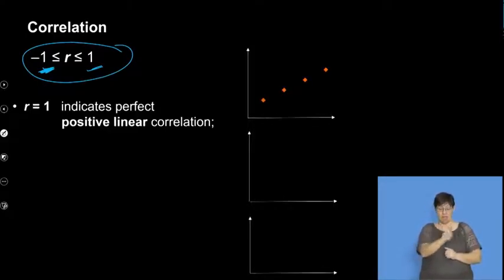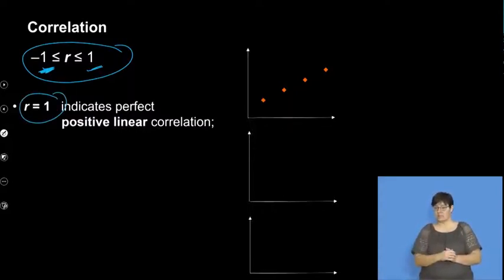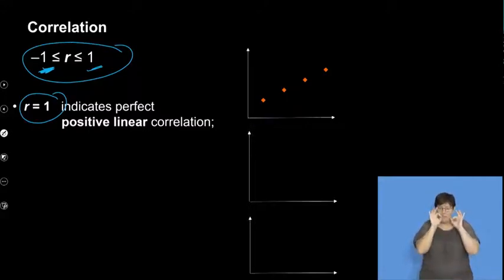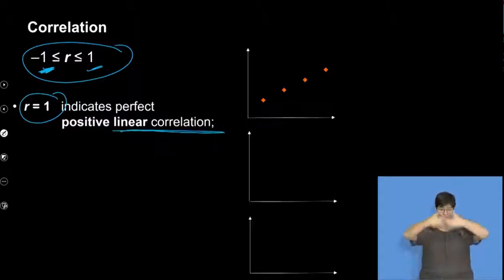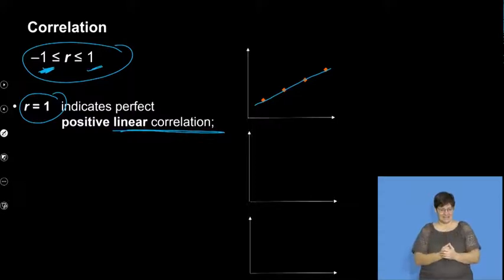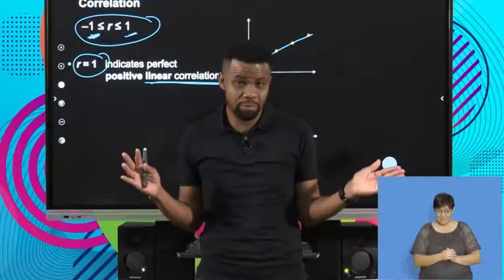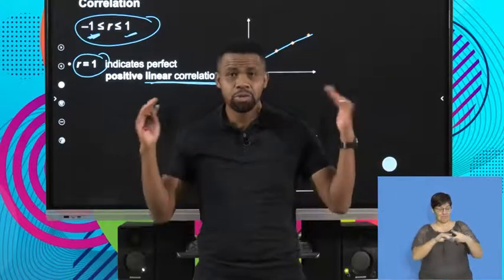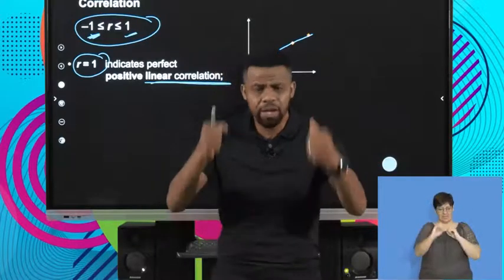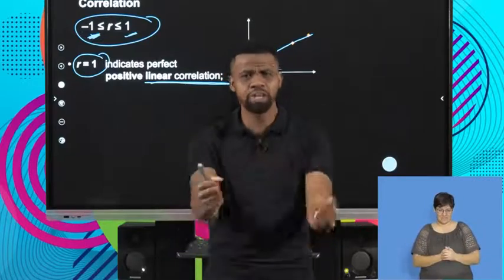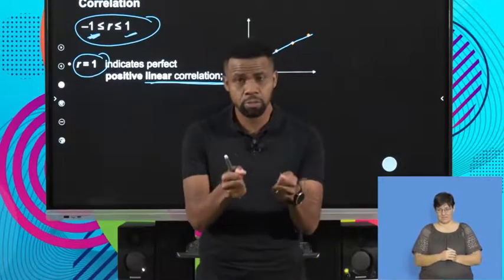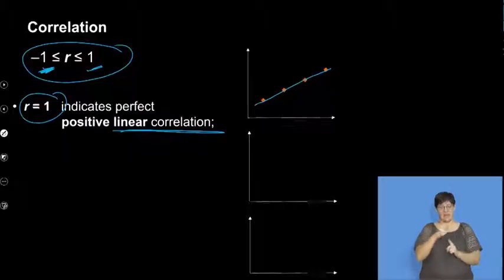So what do we say? We say if R is 1, this indicates a perfect positive linear correlation, association. I'm able to draw a perfect straight line. If I do that, that's a perfect association. Are we together? So those two variables, we're 100% sure that they are strongly associated if R is equal to 1. Positive linear correlation.